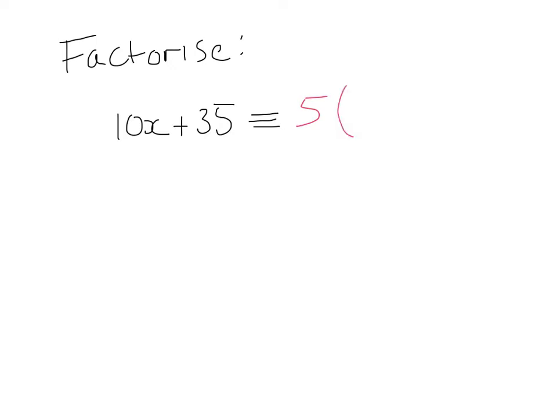and then we open up a bracket. Remember that factorizing basically means rewrite this expression, but with a bracket instead. So we found the highest number that will go into them both, the number 5. What we're now going to do is divide both of these terms by 5. So 10x divided by 5 is just 2x. And then 35 divided by 5 is 7.